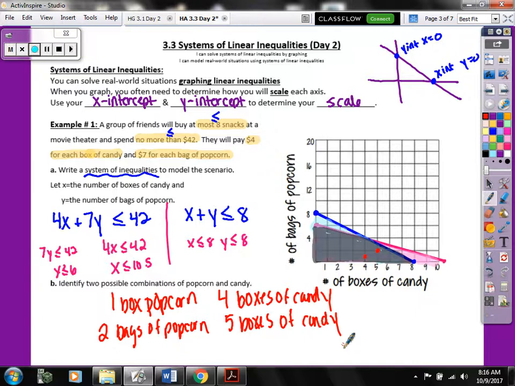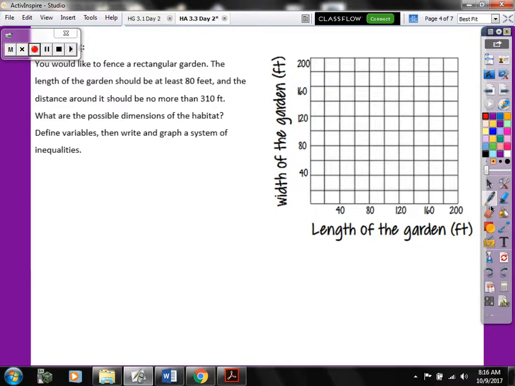All right, the next one is a little bit different. It does talk about a little bit of area, I think, or perhaps perimeter, actually. You would like to fence a rectangular garden. So first of all, you might want to just draw a little rectangle to help you figure this out. The length of the garden should be at least 80 feet.